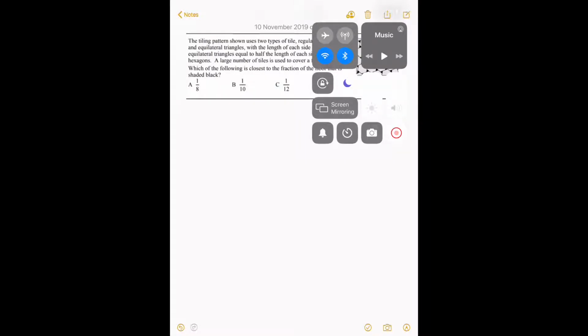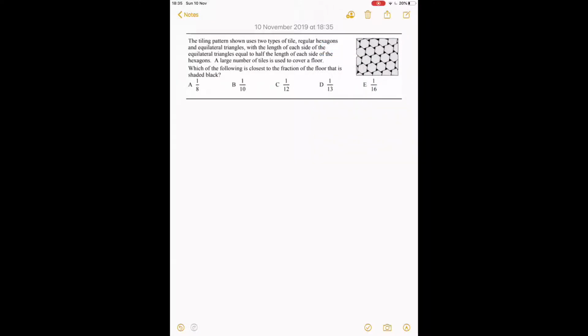Today we're going to be doing another UKMT question using the mind map method. So this is the question. A tiling pattern shows two types of tiles, regular hexagons and equilateral triangles, with the length of each side of the equilateral triangles equal to half the length of each side of the hexagons. A large number of tiles is used to cover the floor. Which of the following is closest to the fraction of the floor that is shaded black?